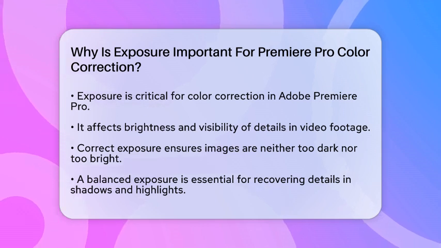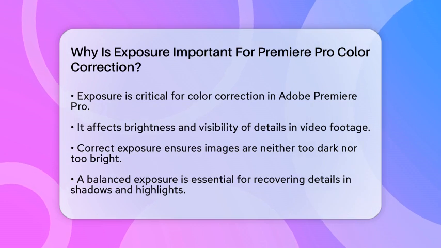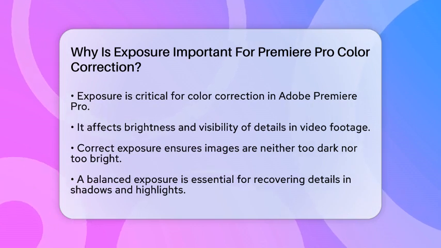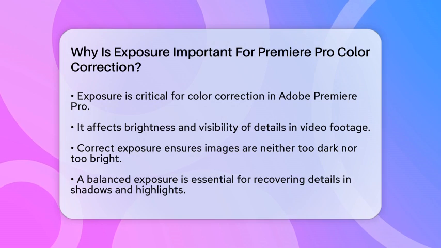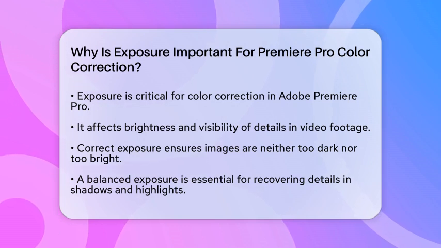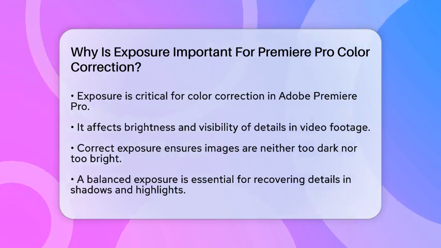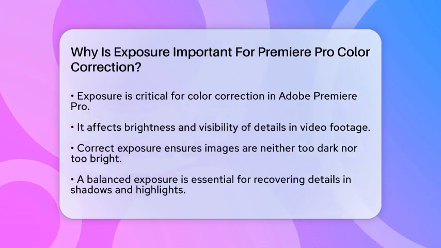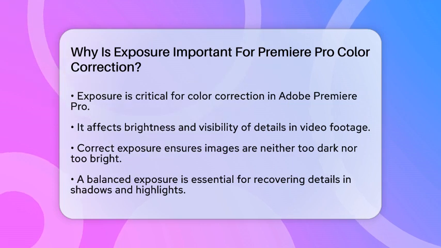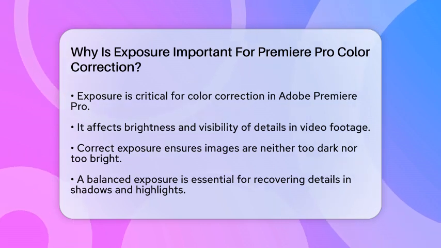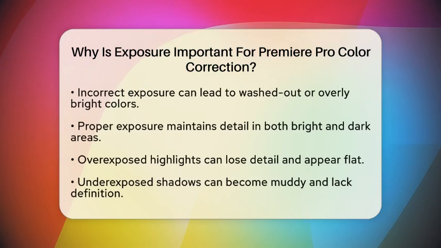Let's break it down. Exposure is the key factor that affects the brightness and visibility of details in your video footage. When your exposure is set correctly, your image will neither be too dark nor too bright. This balance is essential for recovering and adjusting details in both shadows and highlights during the color correction process. Starting with the right exposure gives you a solid base for color adjustments.